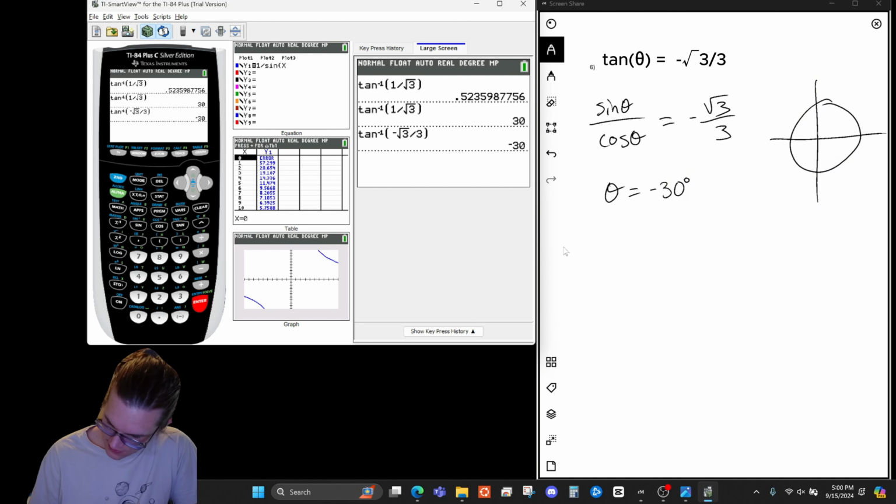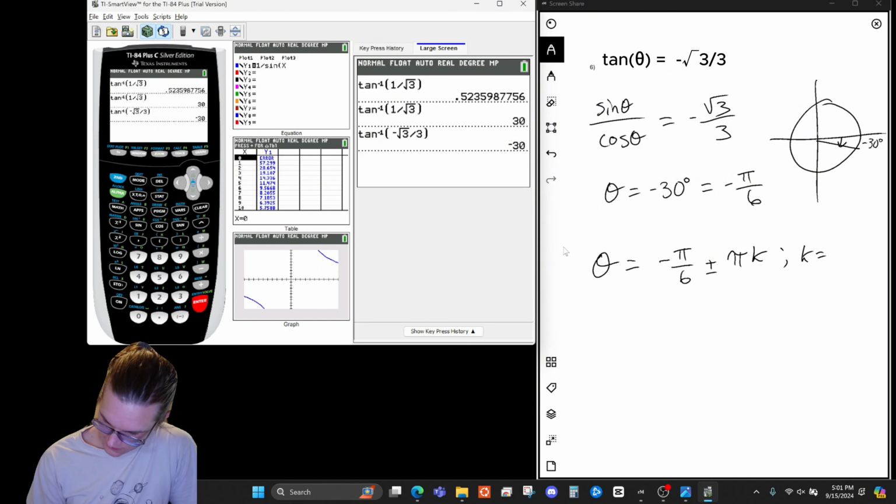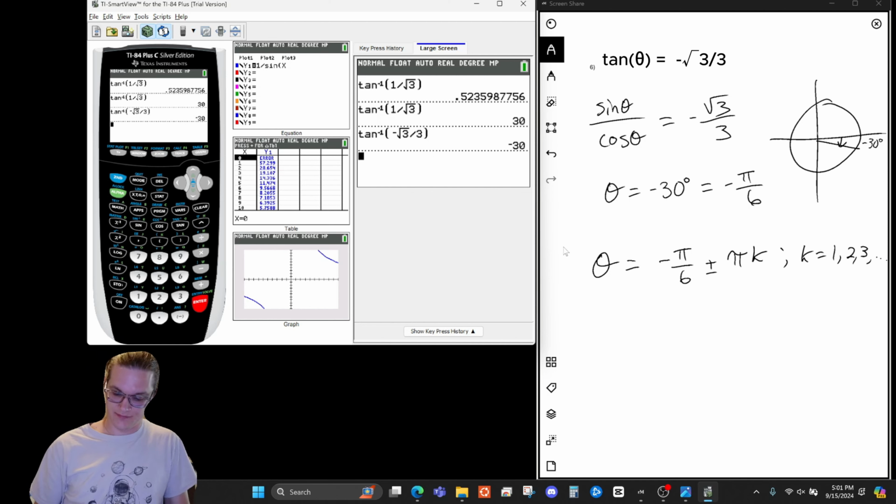That is here, negative rotation around the circle. So clockwise rotation this way around the circle, which is equal to minus pi over 6. And so we want to write the general solution. We will say theta equals negative pi over 6 plus or minus pi, because we're working with tangent, times k, where k is all these integers. So that's going to be the general solution.